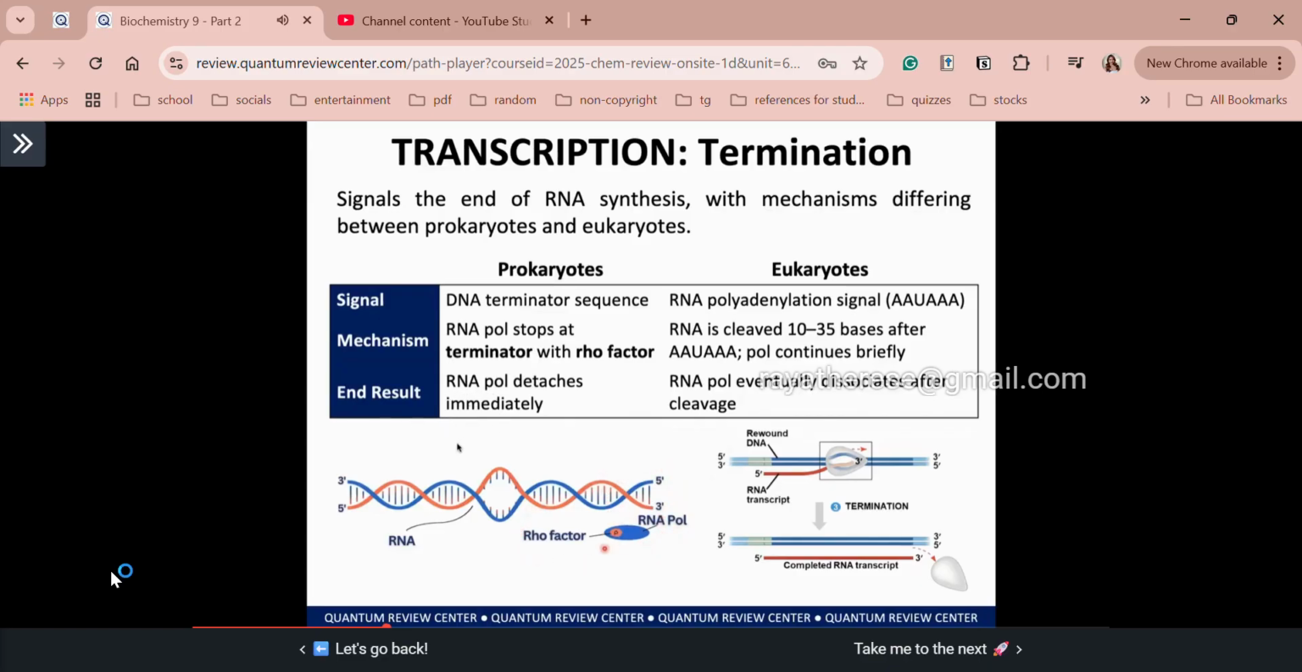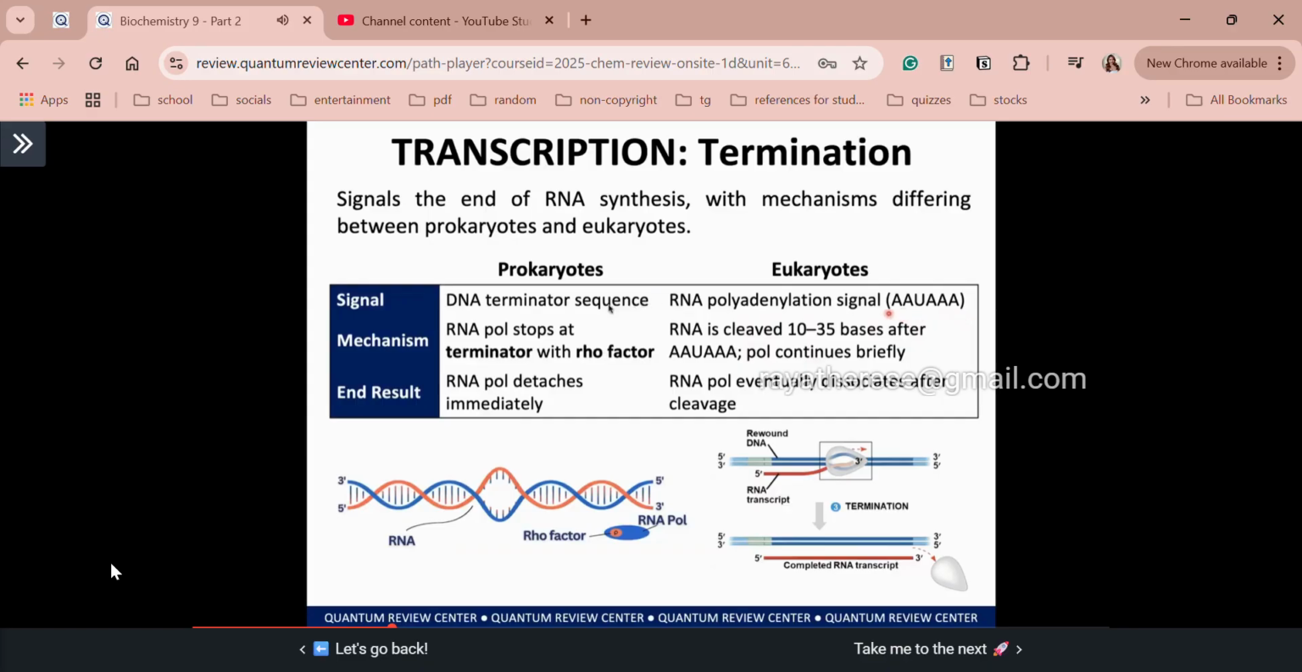O diba recall, sa ating initiation, sigma factor ang need. In the termination, we have the rho factor. And after the binding, immediate po ang detachment ng RNA polymerase. So that's not the mechanism for your eukaryotic cell. Here, they use the polyadenylate or the polyadenylation signal. So very specific. That's your AAA or actually AAU sequence.